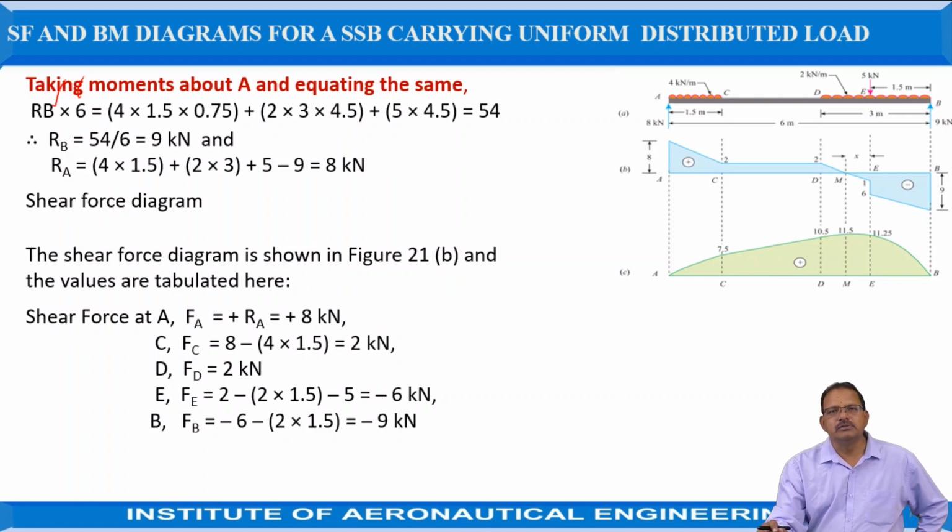Hence RB into 6 is equal to 4 into 1.5, but it is acting at 1.5 by 2, plus the second force 2 into 3, but it is acting 4.5 meters from A, plus the point load 5 into 4.5. In total it is equal to 54 kilonewton meter. Hence RB is equal to 54 by 6, which is equal to 9 kilonewtons. RA from this relation becomes 8 kilonewtons.